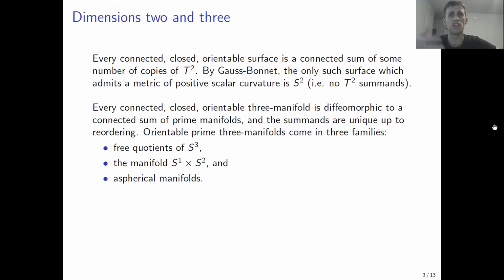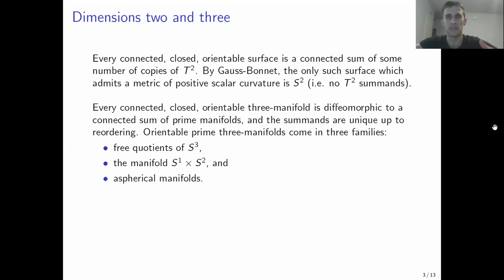Whereas the 2-torus can be generalized in 2 different ways in dimension 3. The 2-torus is S1 cross S1. So one way you could generalize it to get a 3-dimensional manifold is S1 cross S2. But also the 2-torus is aspherical. So you could also consider the third class of prime manifolds as a generalization of the 2-torus.